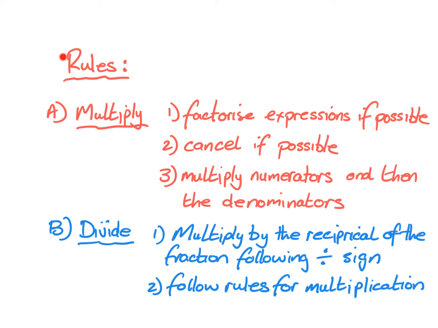So what are some of the rules? When we multiply, we need to make sure that we factorize the expressions if possible. We then cancel if and where possible, and then we multiply the numerators and multiply the denominators. When we divide, we need to multiply by the reciprocal of the fraction, following the division sign, and then follow the rules for multiplication, which are those 3 steps. So let's look at some practical examples.